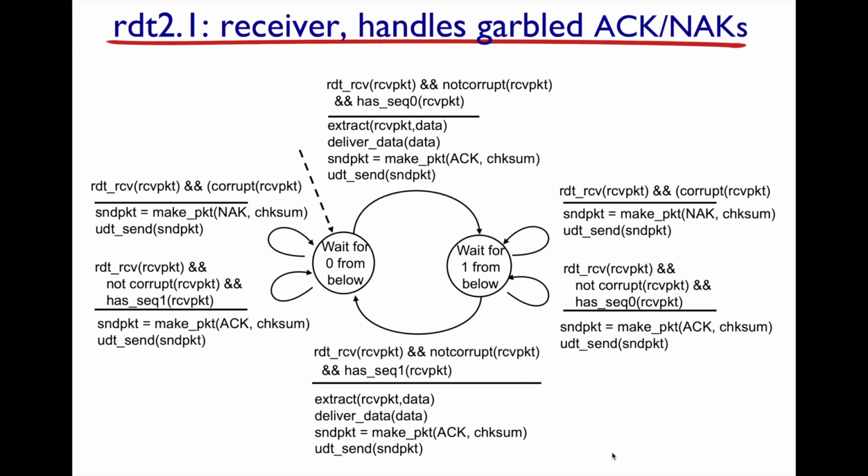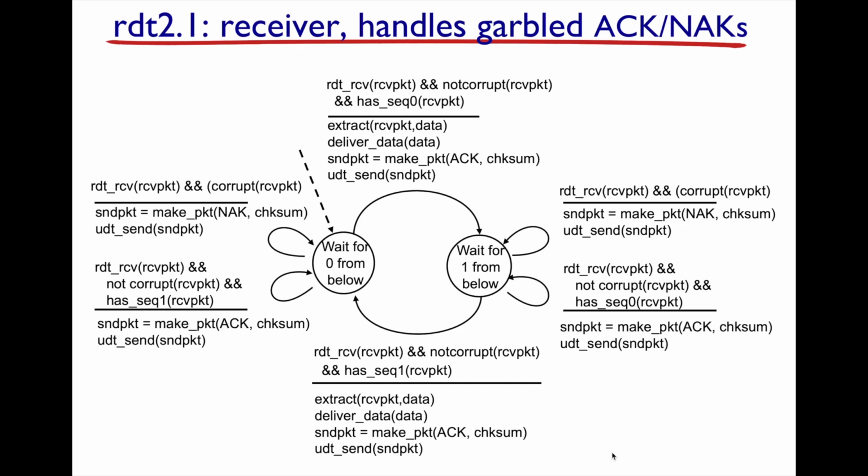So let's take a look at the case where it's corrupt. You're waiting for a packet stamped with sequence number 1 from below. You get a packet, RDT receive is triggered, and you check the checksum and you find that it's corrupt. Well, if it's corrupt, what do you do? You send back a NAK, right? That's all you can do if it's corrupt. You can't even tell if it's the right thing or not. So you construct a negative acknowledgement packet, include a checksum, so that the sender, when it gets this feedback, can detect if it was corrupted. Okay? So you call UDT send with this NAK, including a checksum, over the wire, and now you're still waiting for one from below.